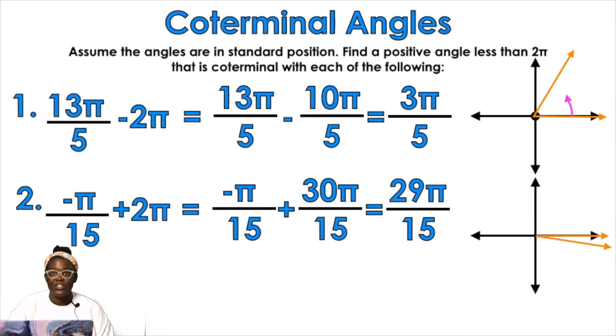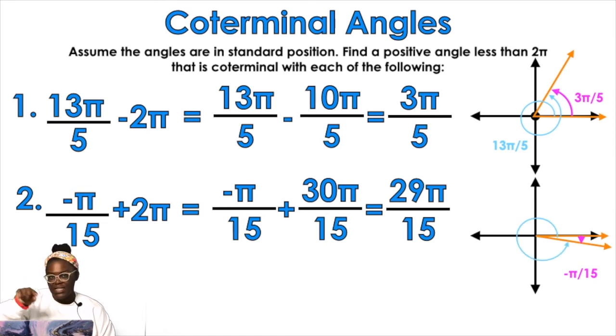So we're going to do our pictures. Pictures, look at me. 3 pi over 5, that's the smaller angle. The bigger angle has to go around more than once. That little tiny, okay, so negative pi over 15. But if we wanted to get there and it be positive, that's that loop right there, 29 pi over 15.